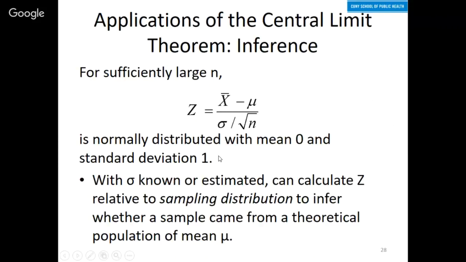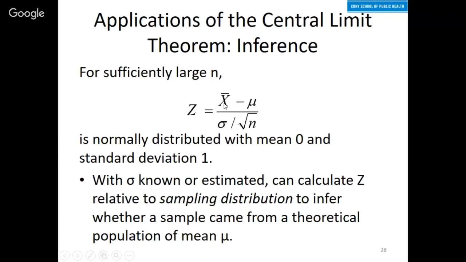That is the z distribution. So if sigma is known, then for a given sample, you could calculate z, or vice versa. Or sorry, if sigma is known, then for a given sample, you could calculate the probability of it coming from a population with mean mu.